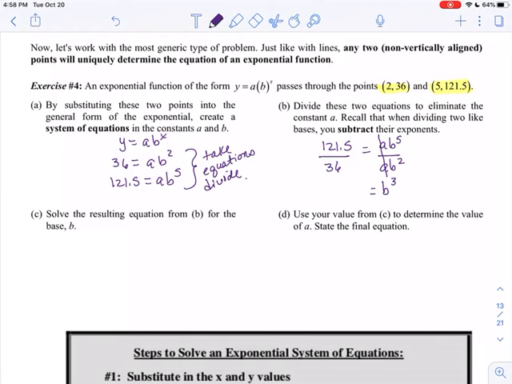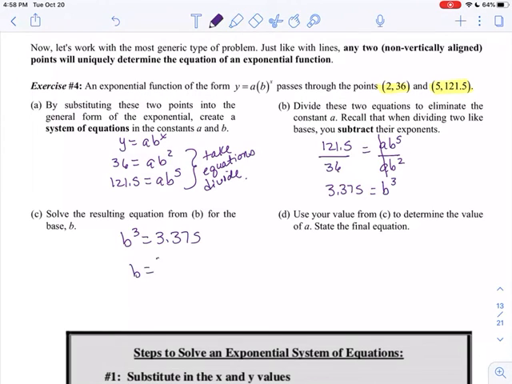When I'm dividing, b to the fifth divided by b squared, I subtract those exponents and I have b to the third. 121.5 divided by 36, you can do that in your calculator. Okay, and that's all they really wanted me to do so far.